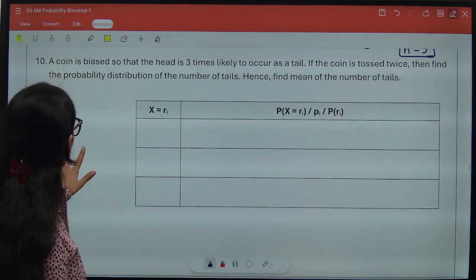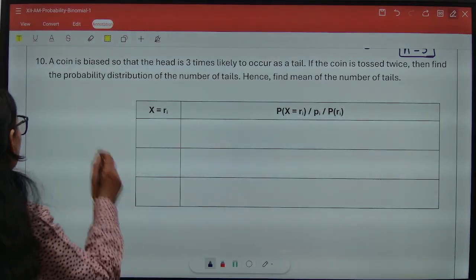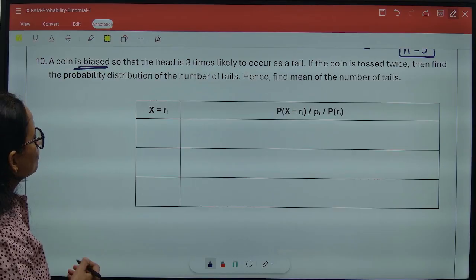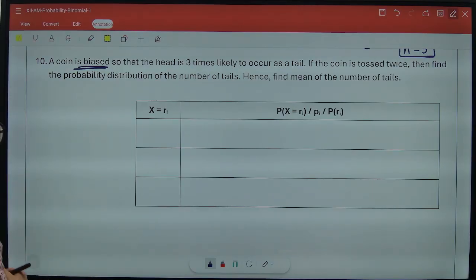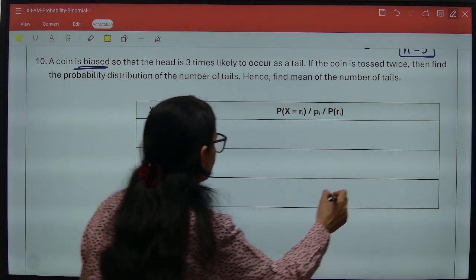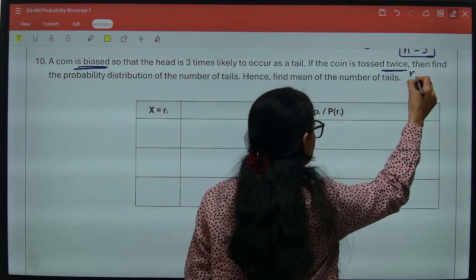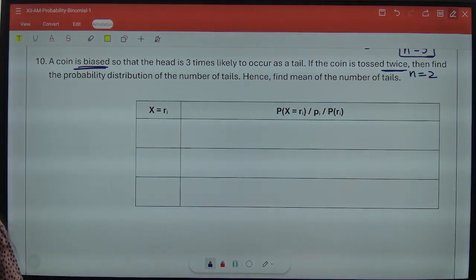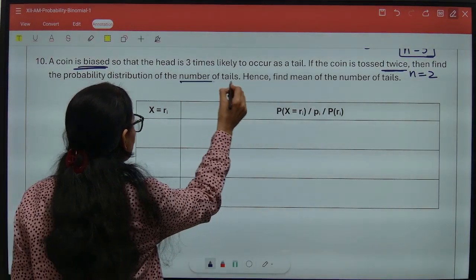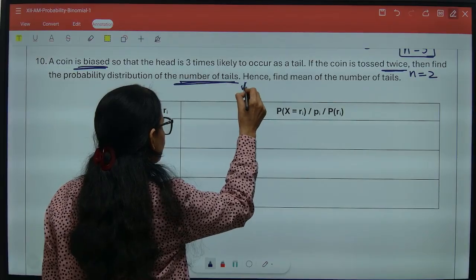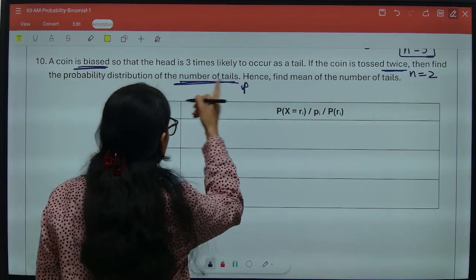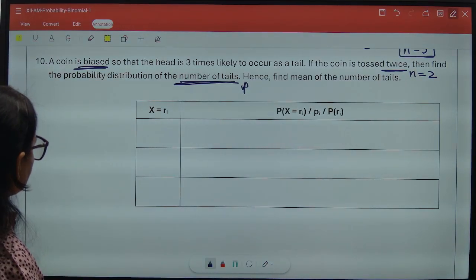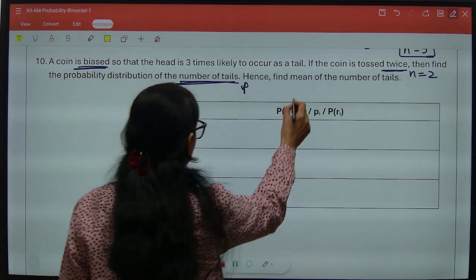Next question. A coin is biased. Now this is not an unbiased coin, it is a biased coin, so that the head is 3 times as likely to occur as tail. If the coin is tossed twice, so 2 times the experiment is being done, the value of n is 2, then find the probability distribution of number of tails. That means number of tails is going to be represented by p and number of heads by q. Find the mean of the number of tails.